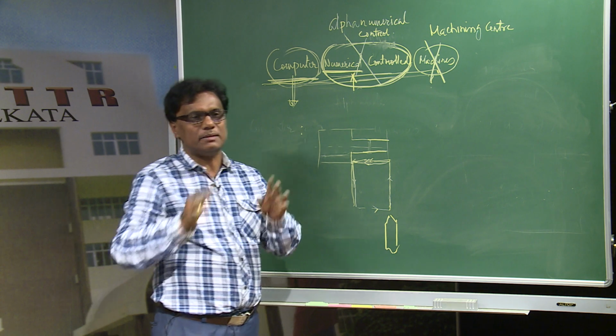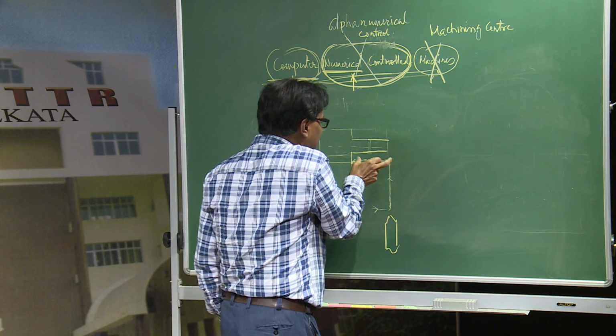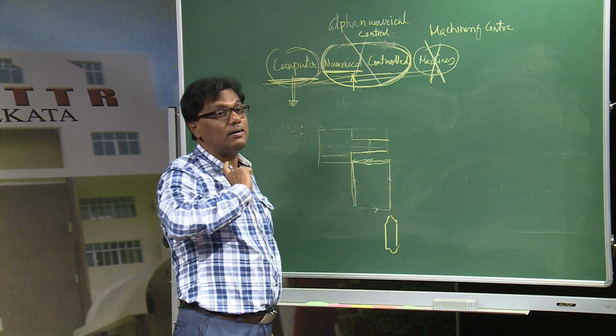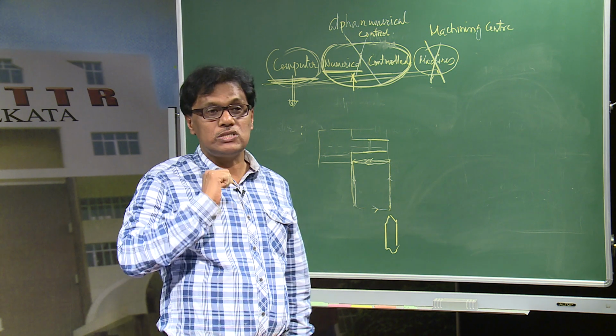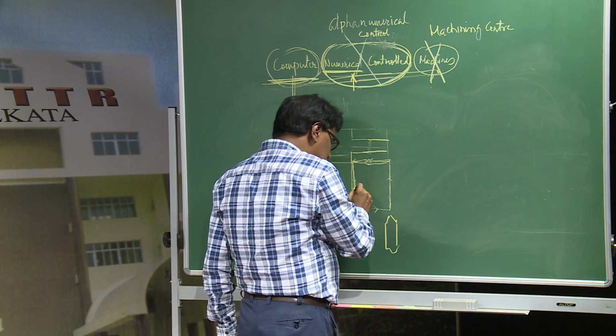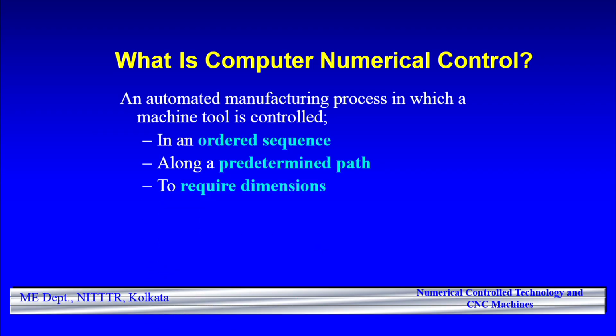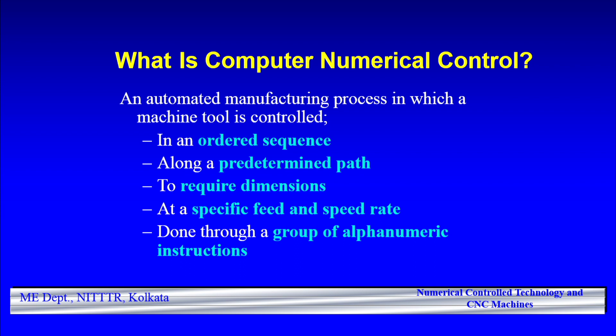In fact, in any CNC machine, in any automated manufacturing system, this path is determined by some coordinates with reference to a certain origin. Okay. Now, this goes to this. Now, the predetermined path, with required dimensions and specific feed and speed rate, is done through a group of alphanumeric instructions.